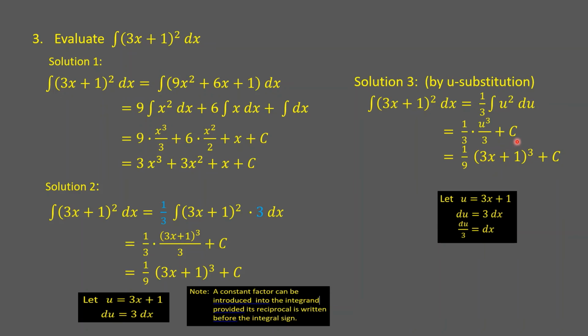But again, a reminder: if you are using a u substitution, after having evaluated the integral, you need to write back the integral in terms of the original variable. Hence, we replace u with 3x + 1, and write the integral as 1/9 times the cube of 3x + 1 plus the arbitrary constant c.